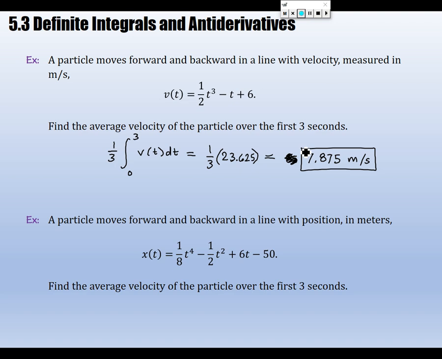Yeah, notice that the difference between these problems is that this says position. We need to take a derivative. So one way to do this would be to take the derivative so that we have a velocity function. But maybe you don't have to do that.